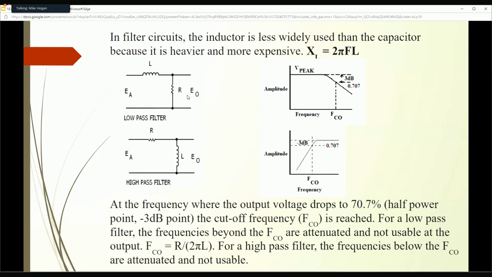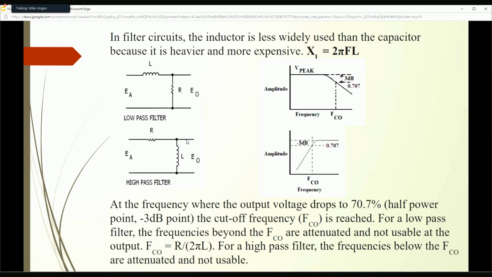Now, if we look at the same two components, a resistor and an inductor, the only difference is that we've switched the configuration. We're still applying this AC input at some frequency. We've got a resistor, could be the same value, but we're measuring our output across the inductor. And the same rules apply. We said that at low frequencies, the inductor provides very little resistance.